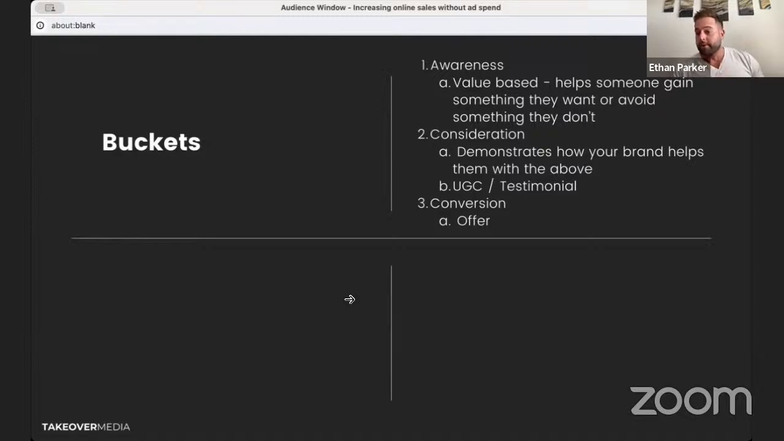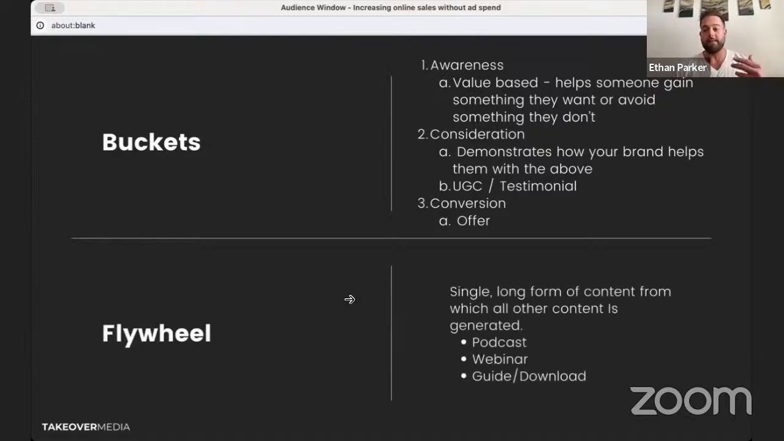And then the third bucket is conversion, where we make a hard ask. And that hard ask might not just be buy this thing. It could be sign up for our newsletter. It could be opt into our SMS list. It could be enter to win this contest, some sort of direct CTA. And then you have the flywheel of producing the content.